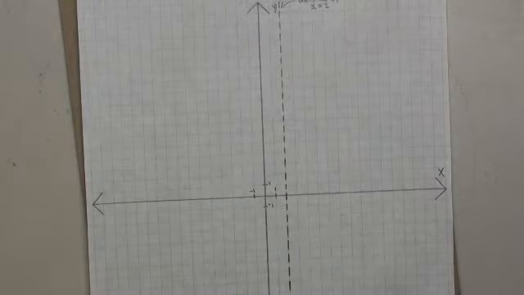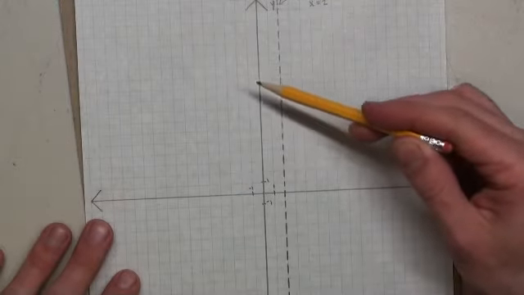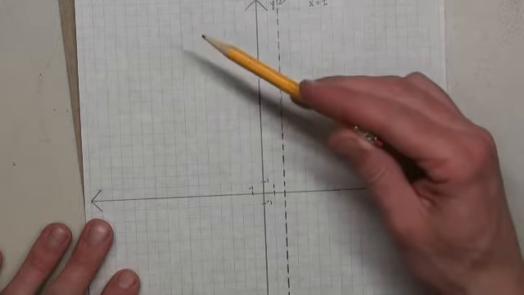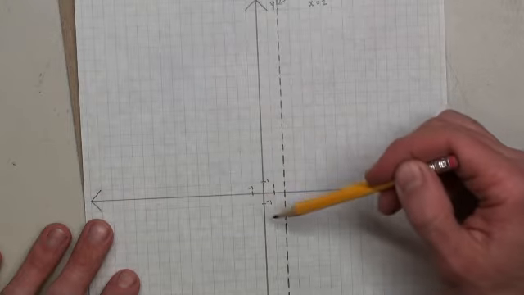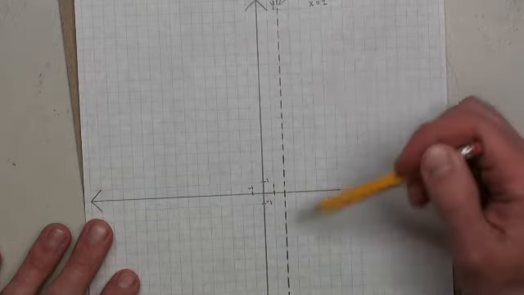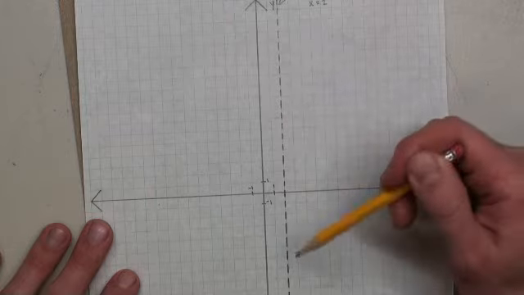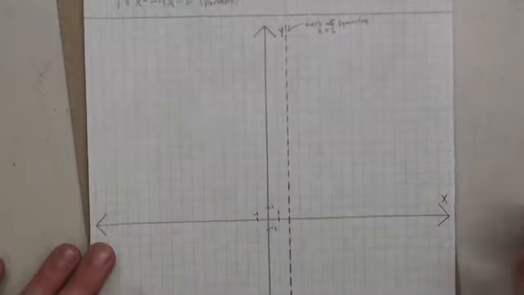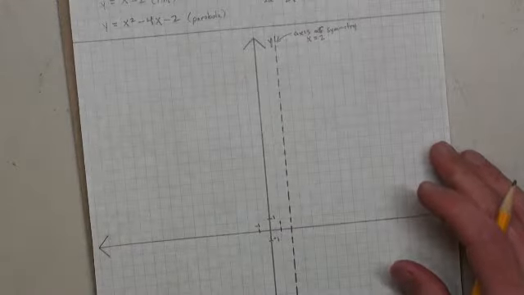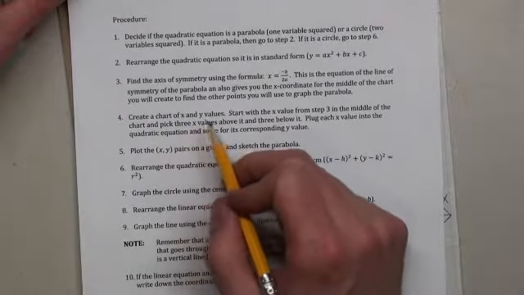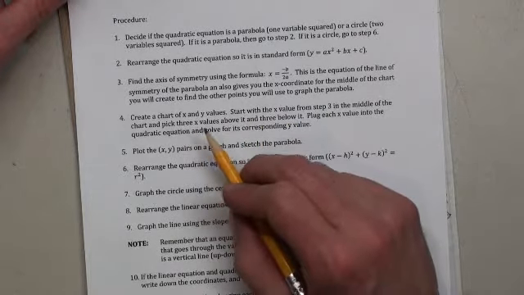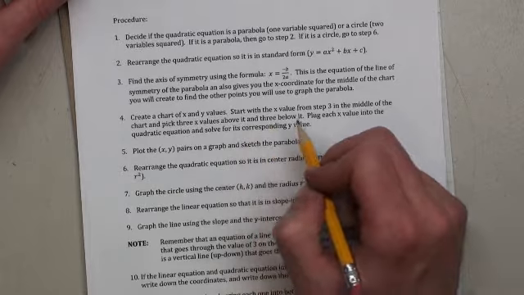Okay? So my parabola is going to either come up, and as soon as it hits this axis of symmetry, it's going to go back down, or it's going to start up and come down, and as soon as it hits this axis of symmetry, it's going to go back up. Okay, this is where the turning point of my parabola is going to hit. All right, it's going to be reflected over this line. So that's what I did in step 3. So now 4, create a chart of x and y values. Start with the x value from step 3 in the middle of the chart and pick 3 x values above it and 3 below it.